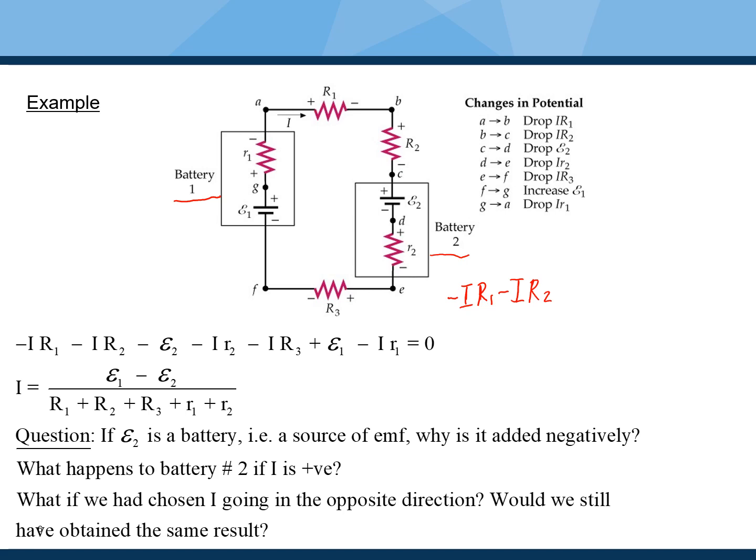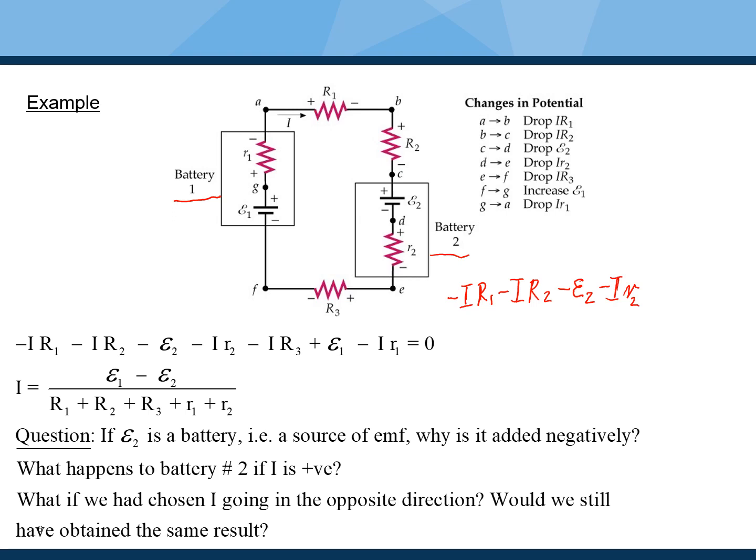When we come to C and try to go to D, we're traversing battery number 2, but we're traversing the EMF of that battery in a direction opposite to the conventional negative to positive direction. So instead of having a voltage rise from E2, we actually have a voltage drop across E2, so we write E2 negatively. Then we go through the internal resistance of battery 2, the little r2, and therefore we have a voltage drop of minus I times little r2.